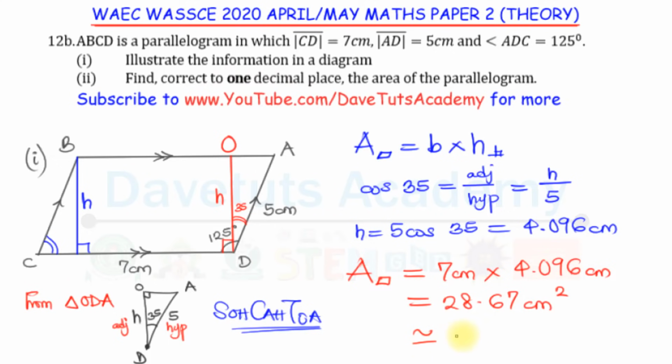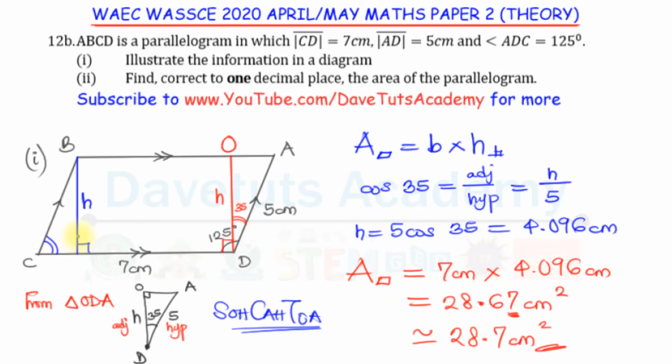We're asked to find correct to one decimal place. So this is approximately equal to, if we want to put this to one decimal place, that means only one digit will reflect after the decimal point. So we'll take 7 and round it up. Numbers from 0 to 4 are rounded down to 0, but from 5 to 9 they are rounded up to 1 and added to the initial number. So 7 will be rounded up to 1, and when we add 1 to 6, it becomes 7. So we have 28.7 centimeters square as the area of the parallelogram that we are given here.